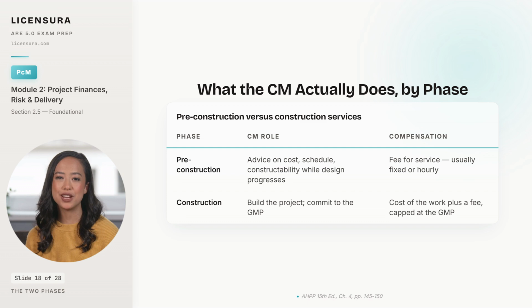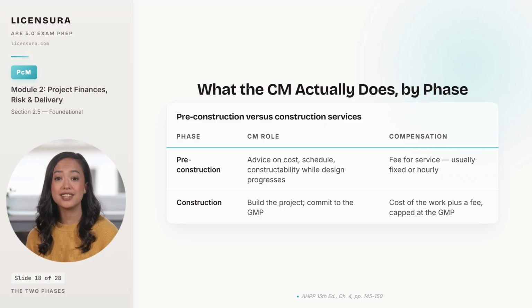Then at the GMP milestone, the relationship converts. The CM signs on for the construction phase under a cost-plus-fee arrangement capped at the GMP, and from that point forward, they are no longer just an advisor. They are the contractor, on the hook for delivery. The architect's contract with the owner does not change at either phase boundary. That is the structural feature that distinguishes CMAR from design build.